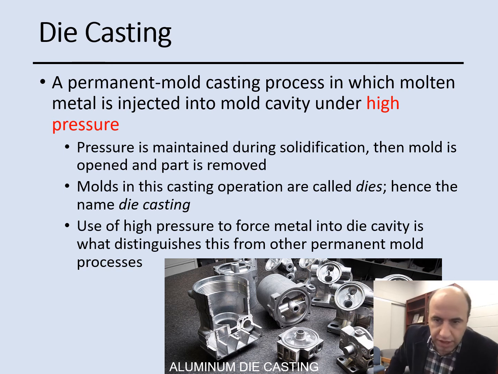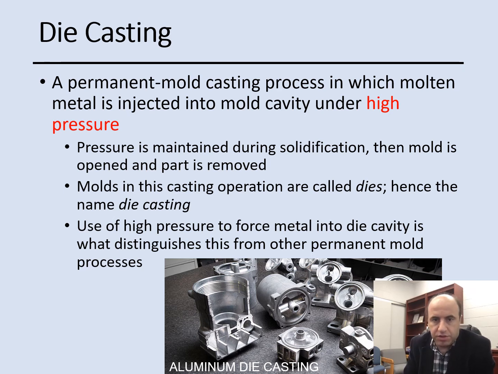One type of permanent mold casting is called die casting. In die casting, we have molten metal injected into the mold cavity under high pressure. So we have some pressure that makes it completely different from other casting processes, and the pressure is maintained during solidification. Then once the part is solidified, we can remove the part from the mold. The mold in this casting operation is called a die, and the whole process name is die casting.